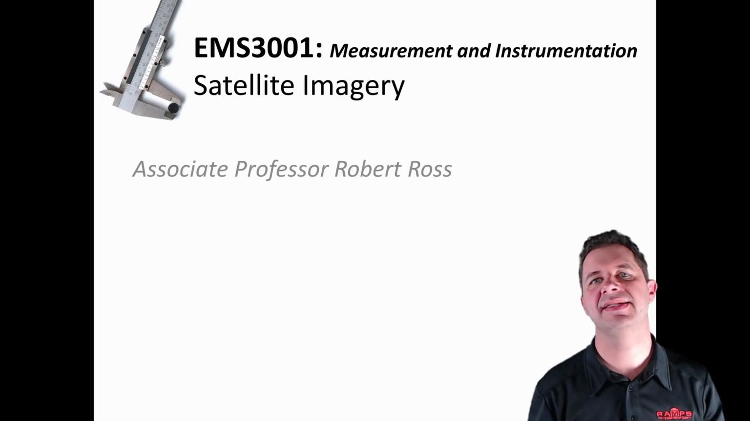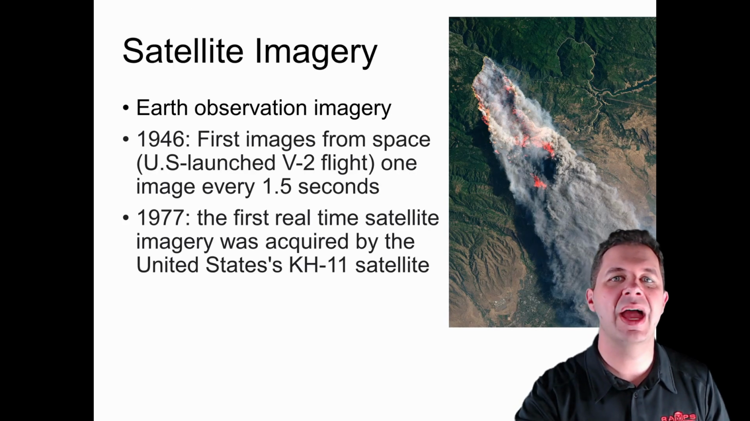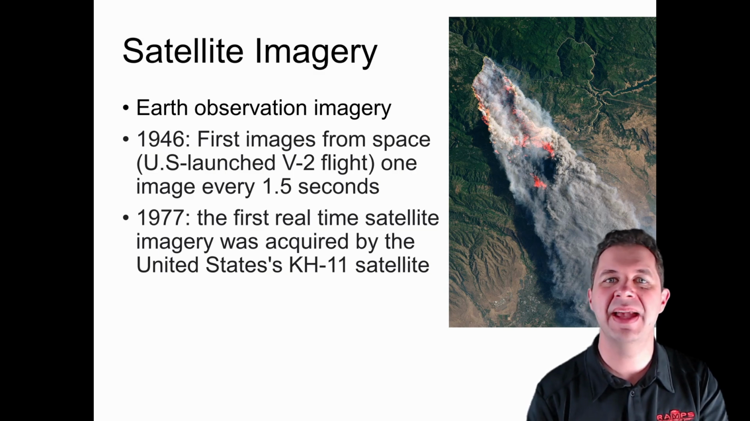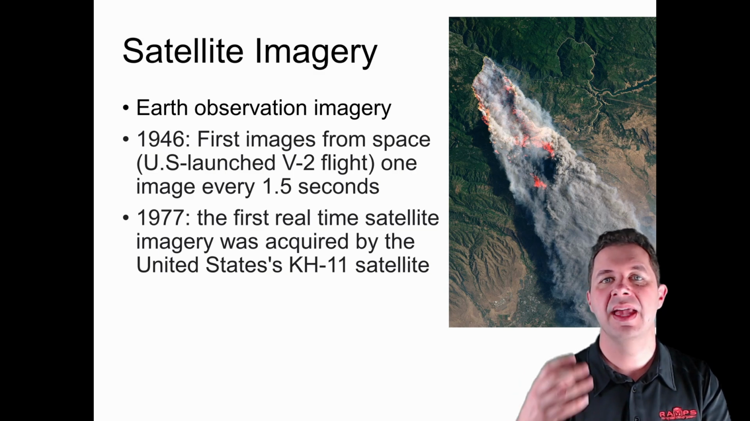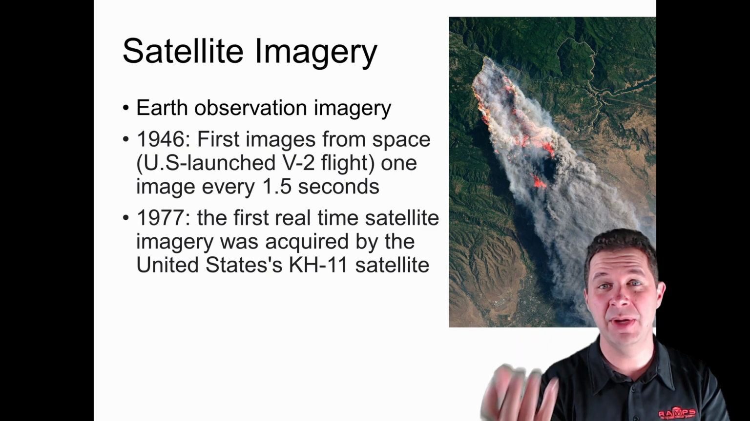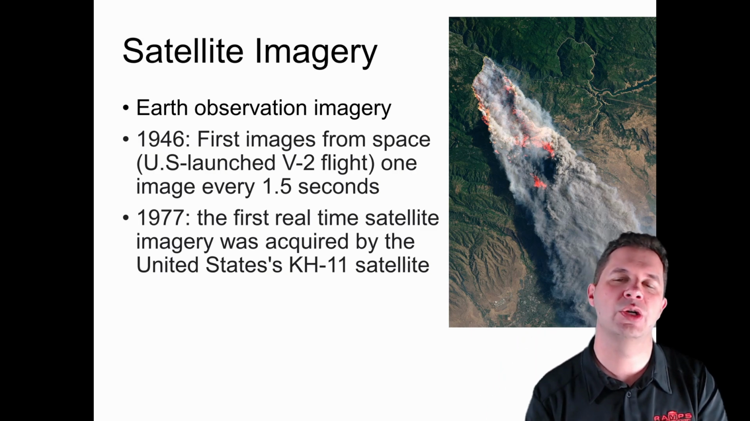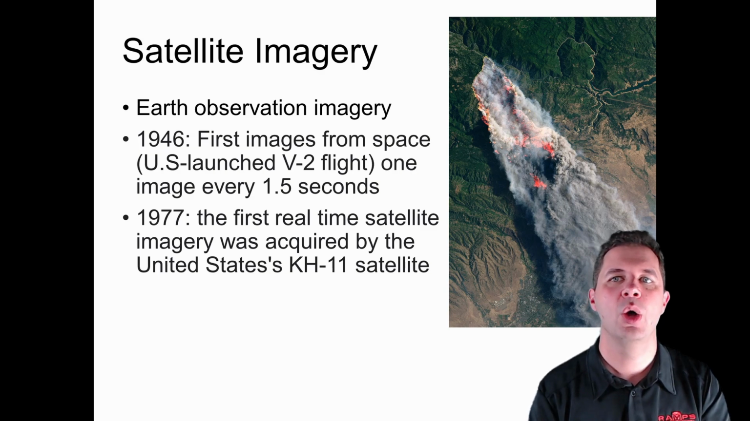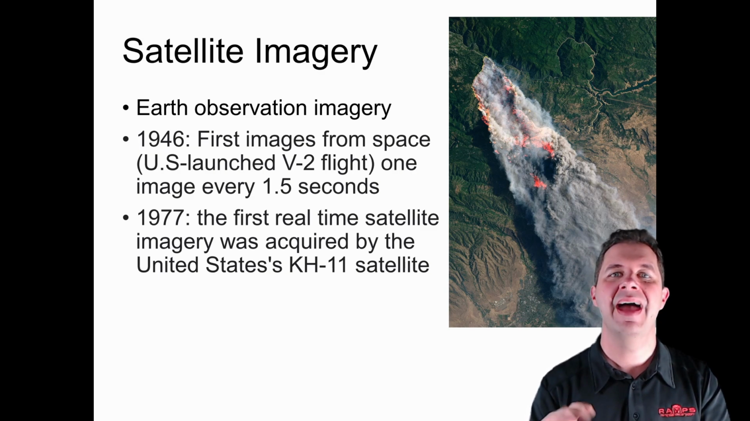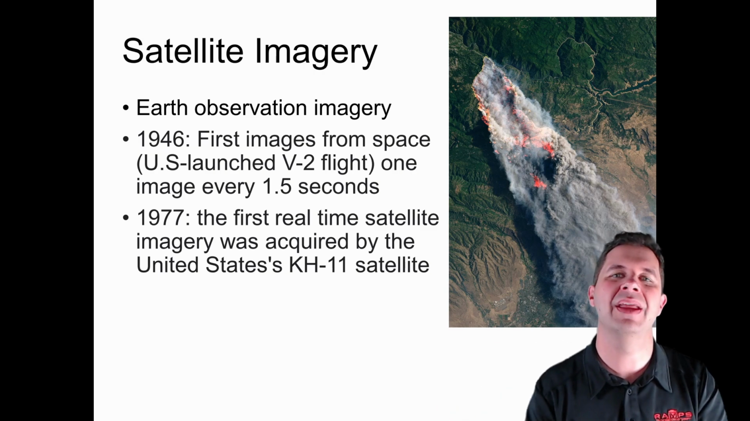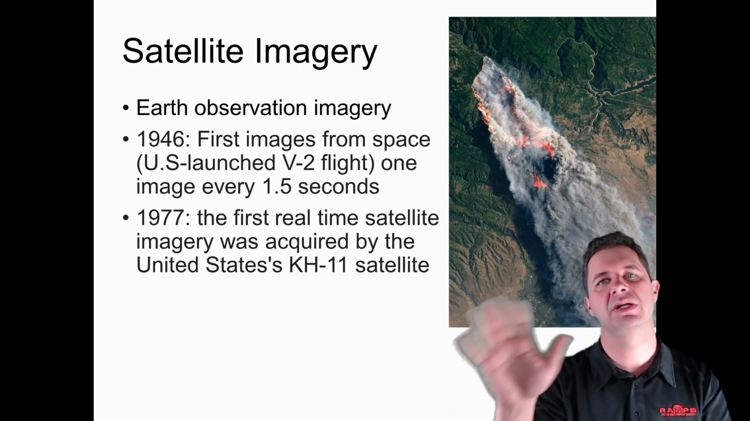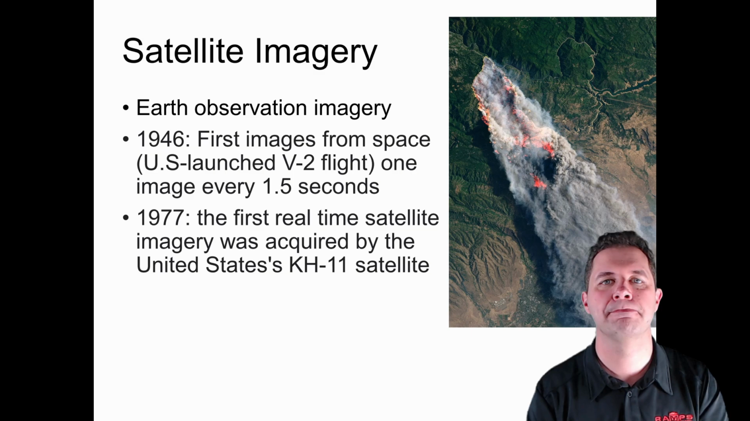In this video, we'll be looking at satellite imagery. Now, satellite imagery has been going on for a while, and basically what we're trying to use is cameras or other imaging systems on satellites to image the Earth. First satellite imagery started about 1946 with a US V2 rocket, and that rocket was taking pictures every 1.5 seconds and allowed pictures to be taken from space.